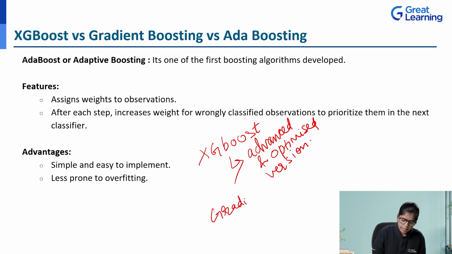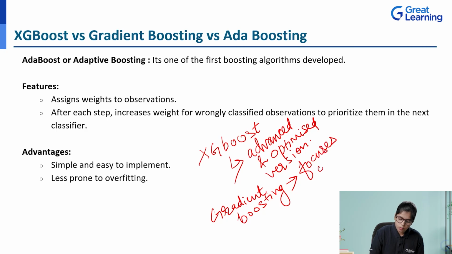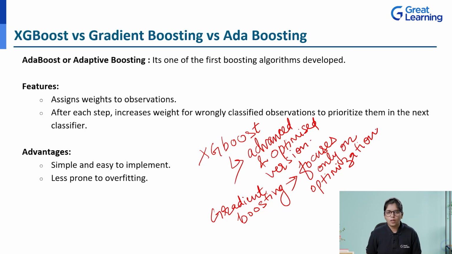If I talk about gradient boosting only, it only focuses on optimization. So this is the difference. It only focuses on optimization. Parallel processing is not there. The next thing and the last part is AdaBoosting.